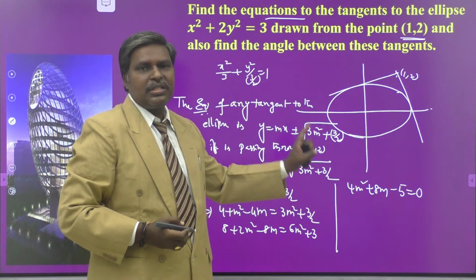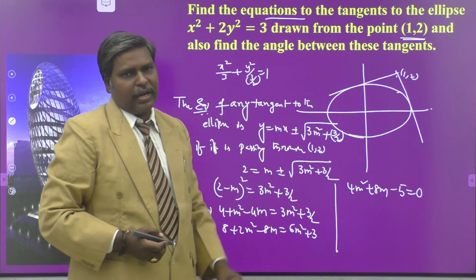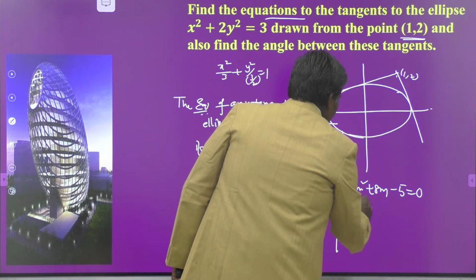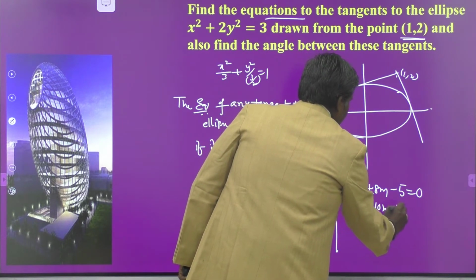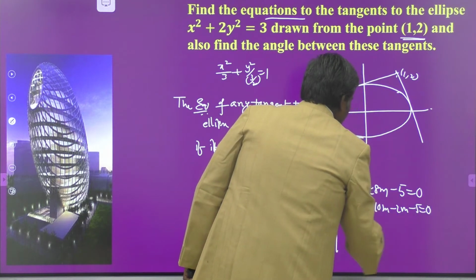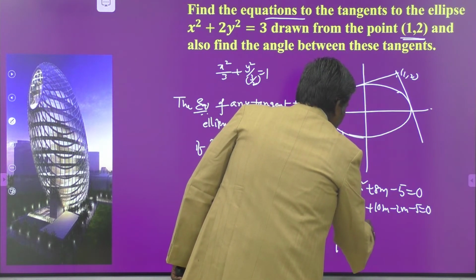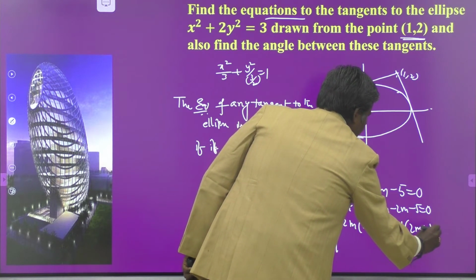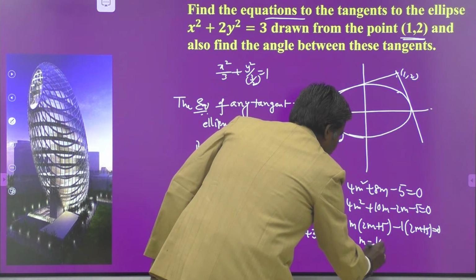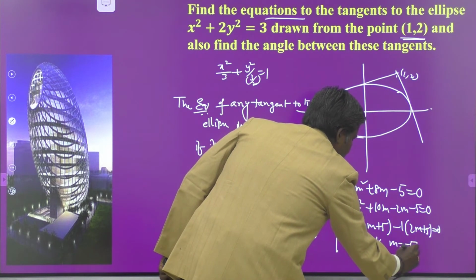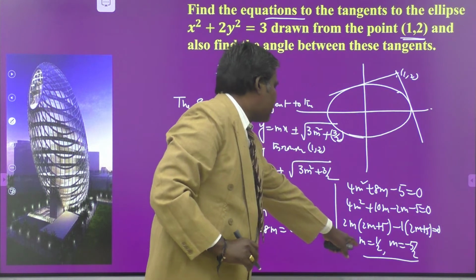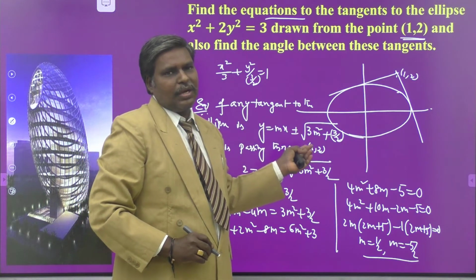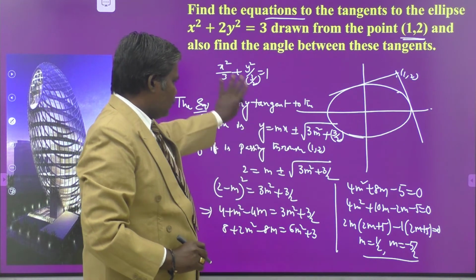Clearly it is a quadratic equation in m. It has two roots. These are slopes of tangents through my point (1, 2). 5 fours are 20, so 4m² + 10m − 2m − 5 = 0. So you can take 2m common: 2m(2m + 5) − 1(2m + 5) = 0. So we have m = 1/2 and m = −5/2. Don't substitute these m values here, because we get 4 equations in which 2 of them are success, 2 of them are failure.